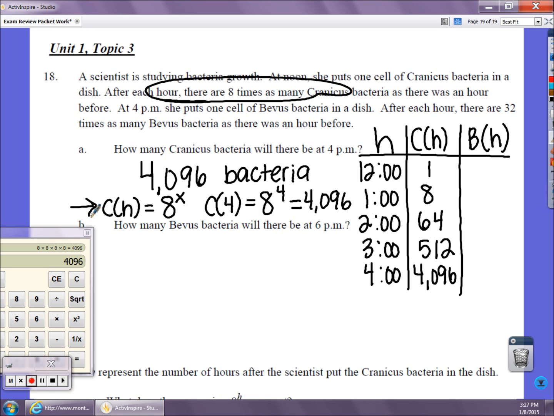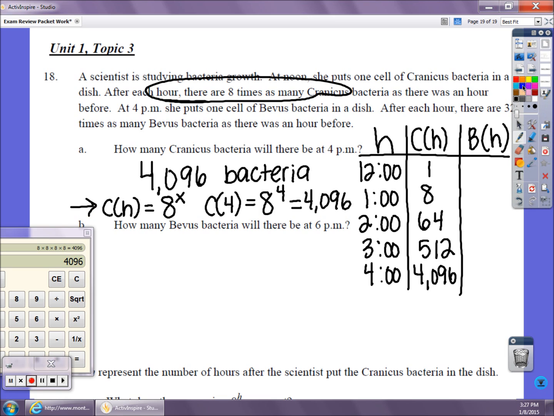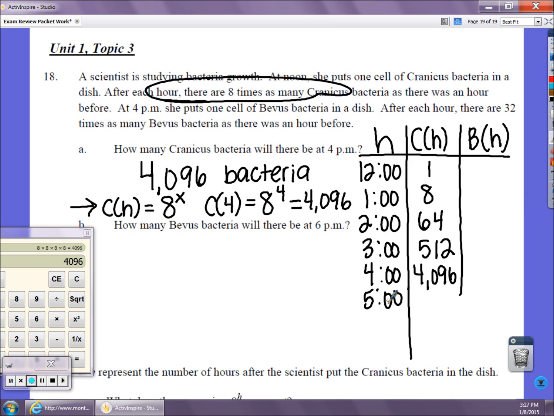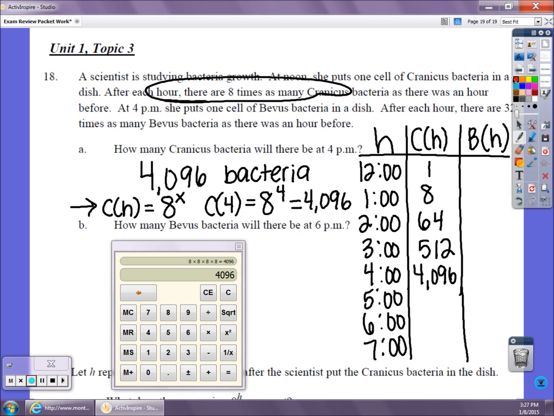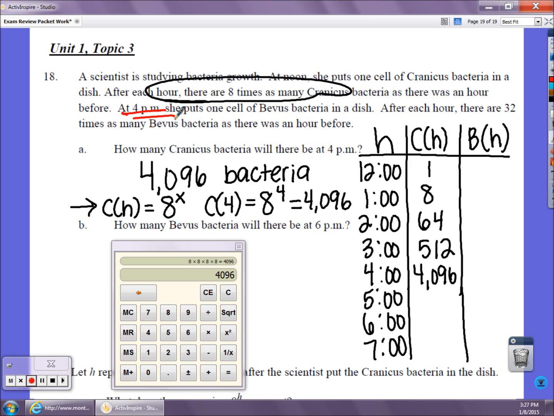Okay. Part B, how many Bevis bacteria will there be at 6 p.m.? I'm going to extend our table a little bit here. So 5, 6, I have room, so I'm even going to put 7 on there. And we're going to start our Bevis bacteria. Now, notice that the Bevis bacteria started at 4 p.m. So we're actually going to ignore, I'm going to block this whole chunk out here. So we're really starting 4 hours later, okay?